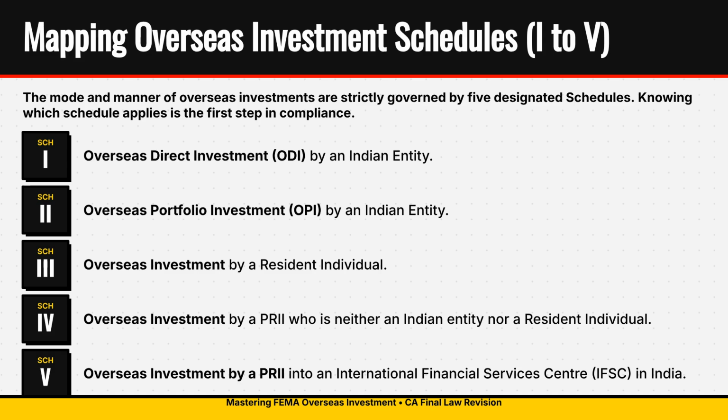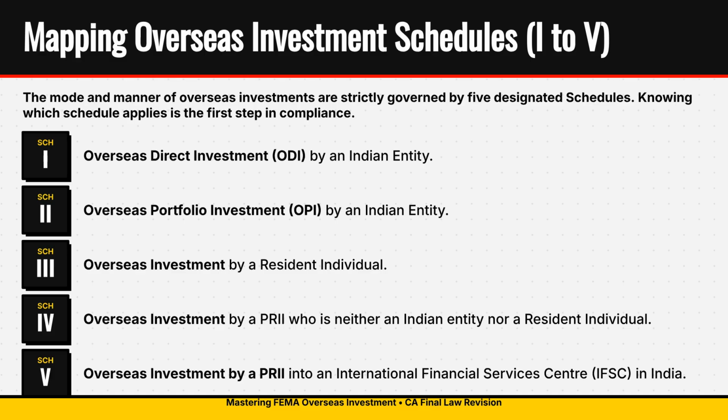The easiest way to understand overseas investment compliance is through the 5 schedules. Schedule 1 governs overseas direct investment by Indian entities. Schedule 2 covers overseas portfolio investment by Indian entities. Schedule 3 applies to resident individuals. Schedule 4 is for persons resident in India who are neither Indian entities nor resident individuals. Finally, Schedule 5 covers investments into IFSCs located in India.